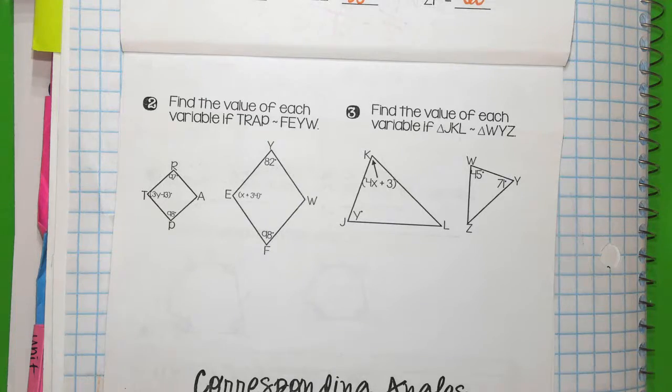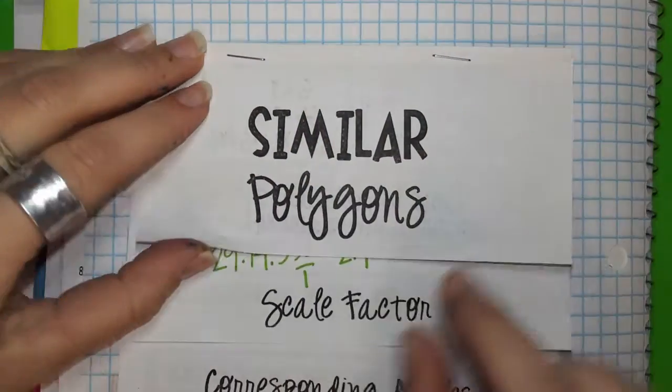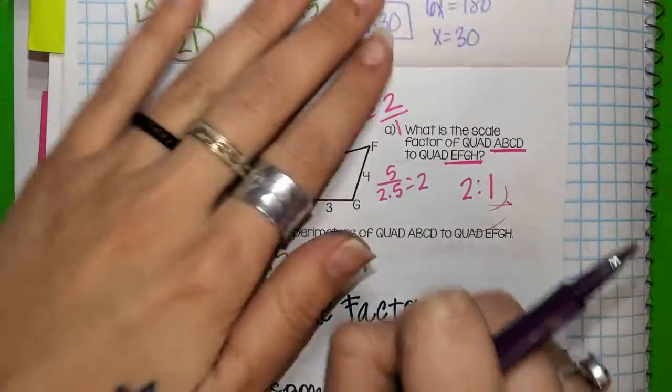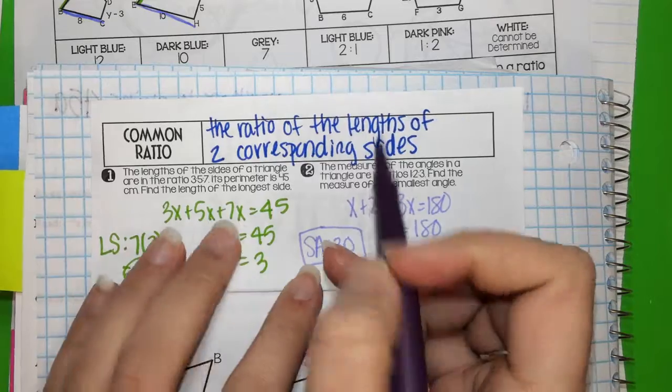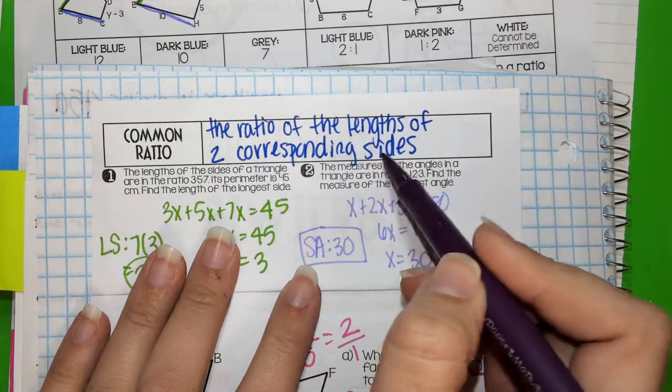Okay, here we go. So yesterday, the first thing we started with on similar polygons was our scale factor, correct? Yes. And scale factor was the ratio of the lengths of two corresponding sides. What does the word corresponding mean?